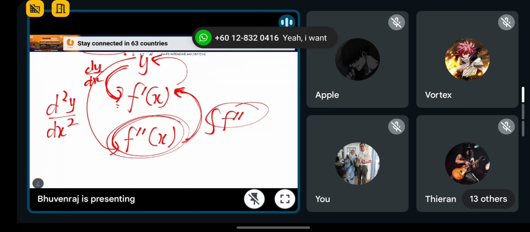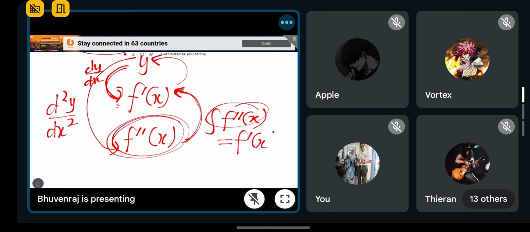Okay, you must integrate the second derivative, pembezaan peringkat kedua. Okay, you must integrate this one. What you will get is the f prime x. Okay, yang ni adalah sama dengan yang ni. This is the equation over here, guys. Ini adalah persamaan dia. Okay, when you integrate, you see this one.